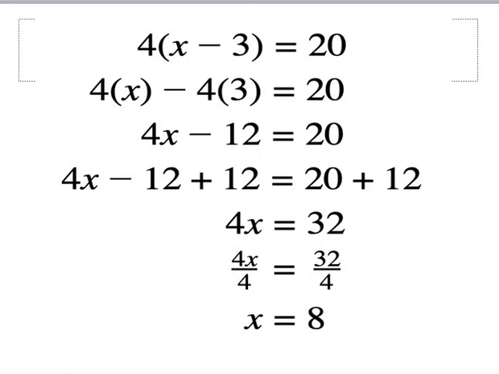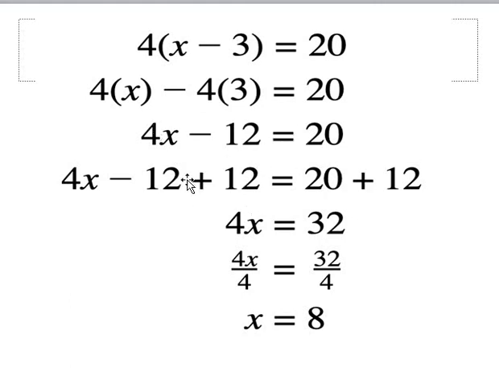Now here, what do I have to do? I have to get rid of the parentheses, or remove the parentheses, by distributing 4 to both x and 3. Now 4 times x is 4x, minus 4 times 3 is 12. So you can see it's 4x minus 12, which equals 20. Okay, now 4x minus 12.